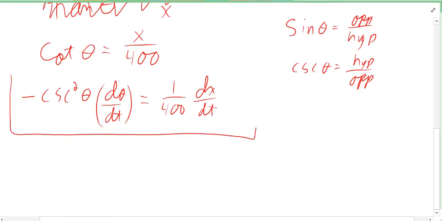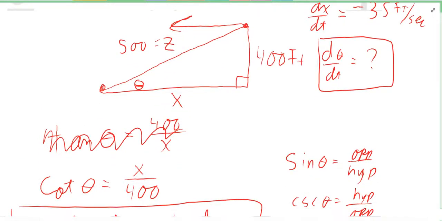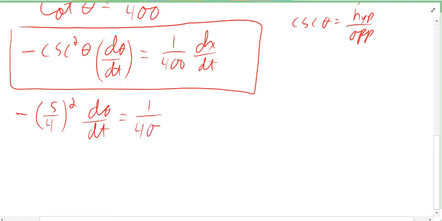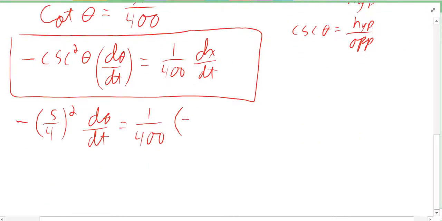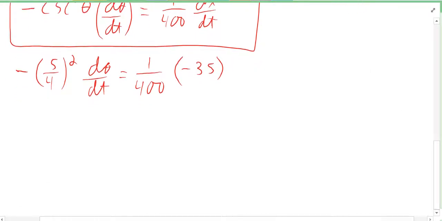We are using this equation right here, and we want to find d theta/dt. To find it, we need two other things: dx/dt and the cosecant of theta. The cosecant of theta was 500 over 400 because of this triangle, which is really 5 over 4. So this becomes negative (5/4) squared times d theta/dt equals 1/400 times dx/dt, and that was negative 3.5. We're just going to solve for d theta/dt.